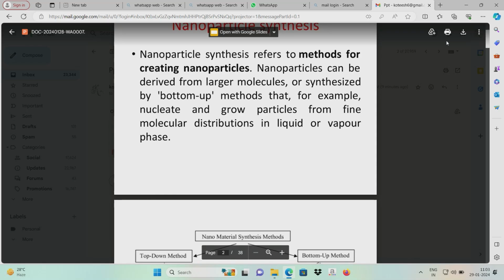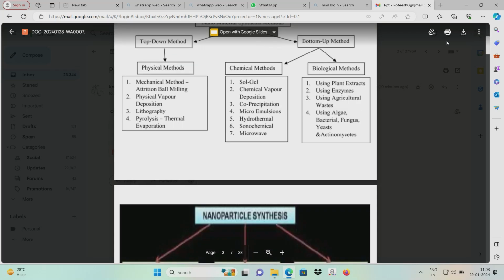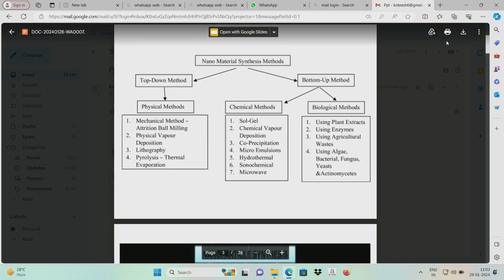Then the nanomaterial synthesis part is, 1 minute. Nanomaterial synthesis refers to the many methods of creating nanoparticles. It can be synthesized by bottom-up methods, or for example we can take nucleation, and in nucleation, how the nuclei are distributed, and nucleate and grow the particles from fine molecular distribution and from liquid vapor deposition. And this is the basic structure of today's class.